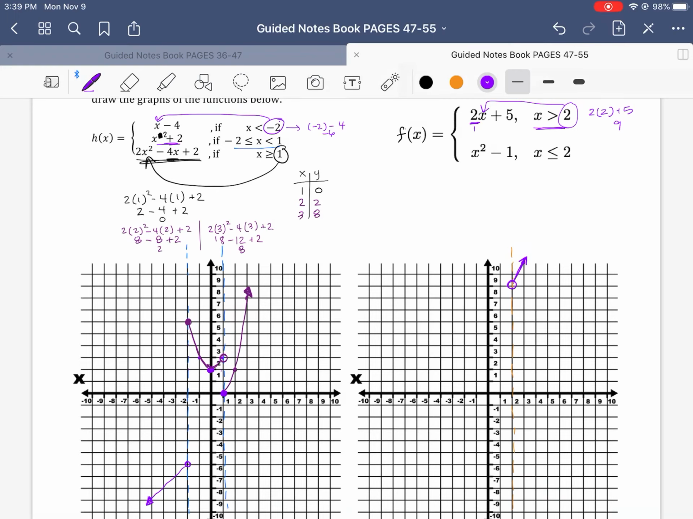Then for the next piece, again, we can plug in values, or again, look at this piece. Notice it hasn't been stretched or shrunk. It just got shifted down 1, that vertex. So I'm going to go down 1 on the y-axis, and I'm going to put it here, and then it goes up by perfect squares. So if I'm 1 unit away, it's going to go up 1. If I'm 2 units away, it's going up 4 from the vertex. And notice that hits the barrier right there.